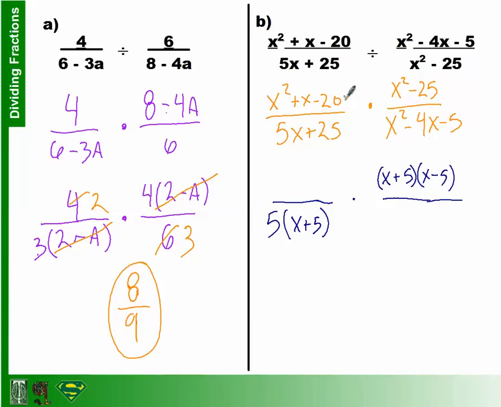All right. So then let's take a look at this trinomial. We're going to have to factor it. Is there a greatest common monomial that goes into those three terms? No. Is this a square binomial? No, because negative 20 is not a square. So this is going to be a pair of binomial factors.